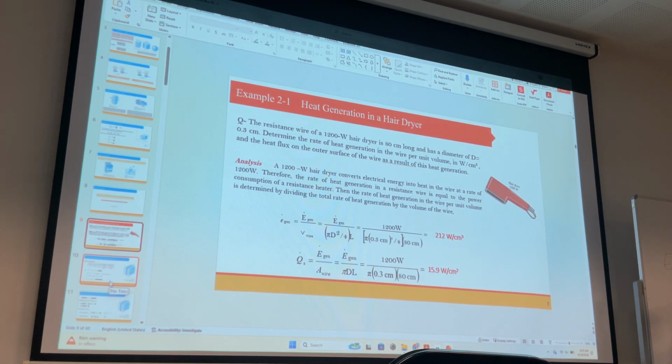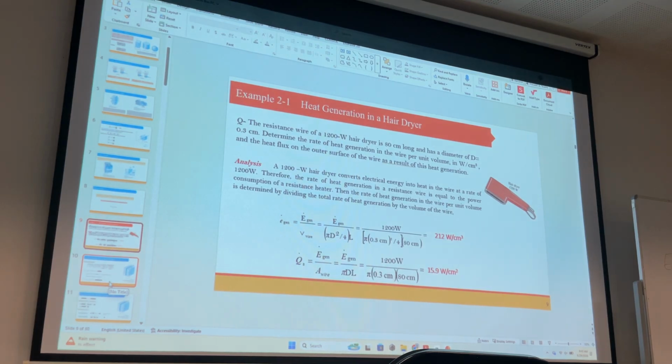This is heat generation. This question is saying the resistance wire of a 1200 watt hair dryer is 80 centimeter long. Determine the rate of heat generation.